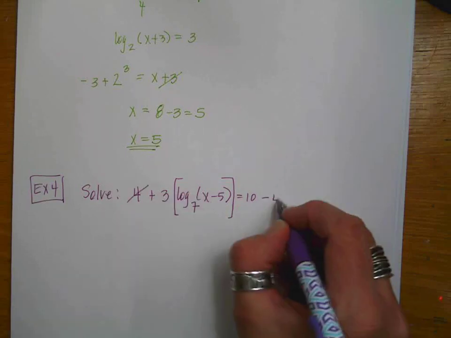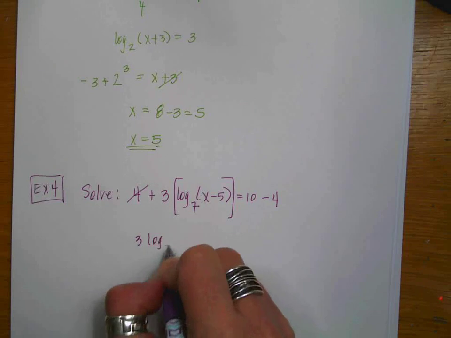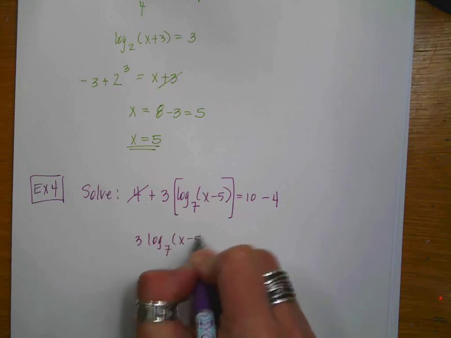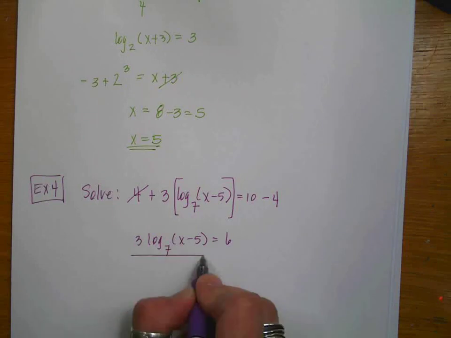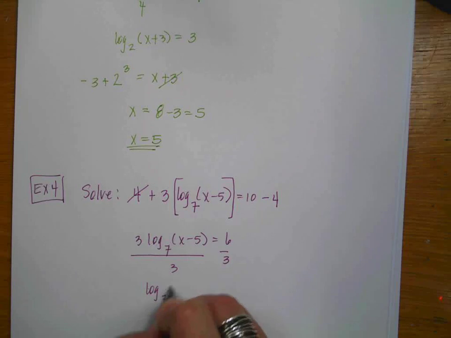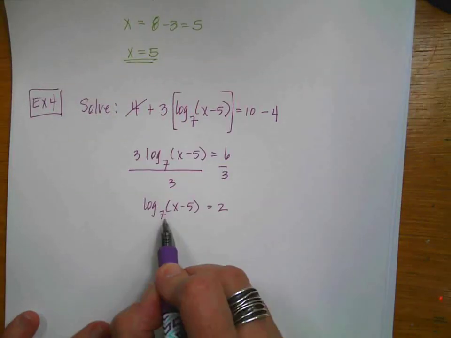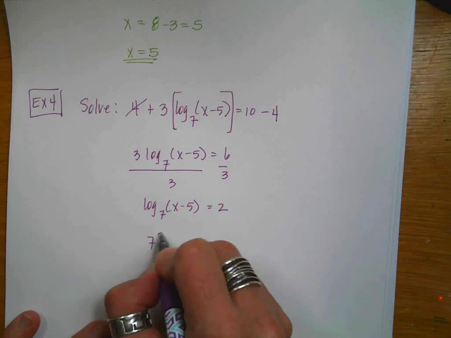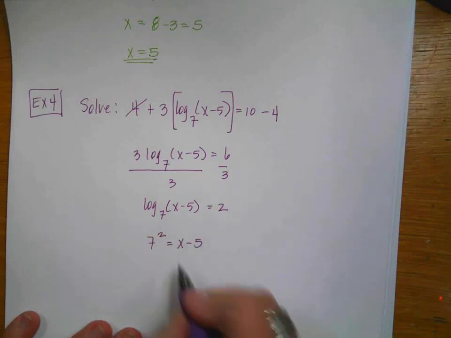So the first thing that I'm going to do is subtract 4. So I'm going to write 3 log base 7 of x minus 5. 10 minus 4 is 6. I'm going to divide both sides of the equation by 3, and I get the log base 7 of x minus 5 is equal to 2. Now I can go back to exponent form because I have this part of the expression all by itself. So 7 squared is equal to x minus 5.